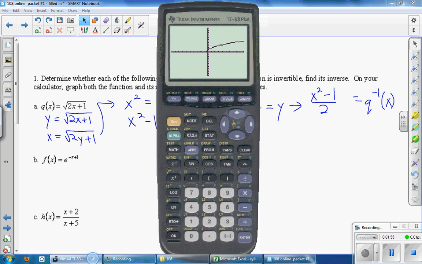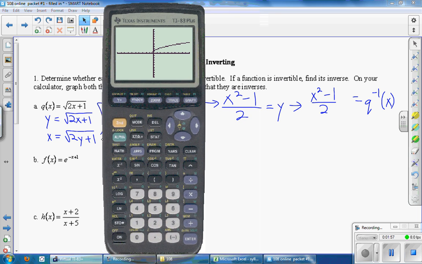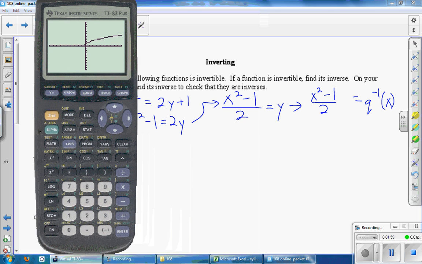Let's take a look at the graph. It says we're supposed to graph both on the same set of axes. So we've already got the first one. So now we'll graph the other one, the x squared minus 1, divided by 2. Be careful with parentheses. And we're expecting to see two functions that are symmetric about the line y equals x. Now to help us, let's go ahead and just graph the line y equals x here.